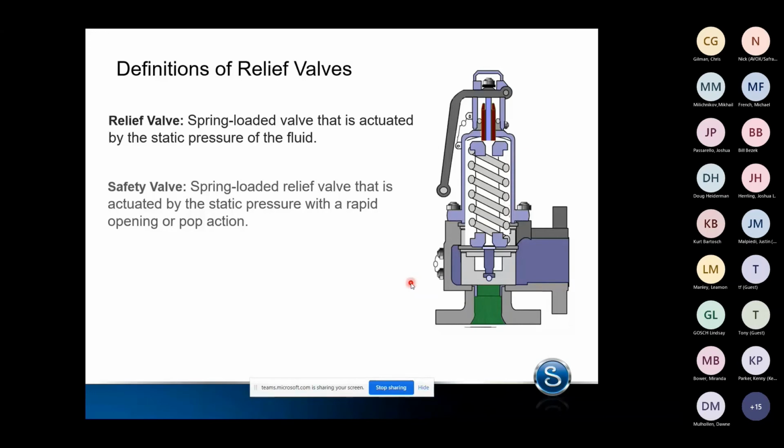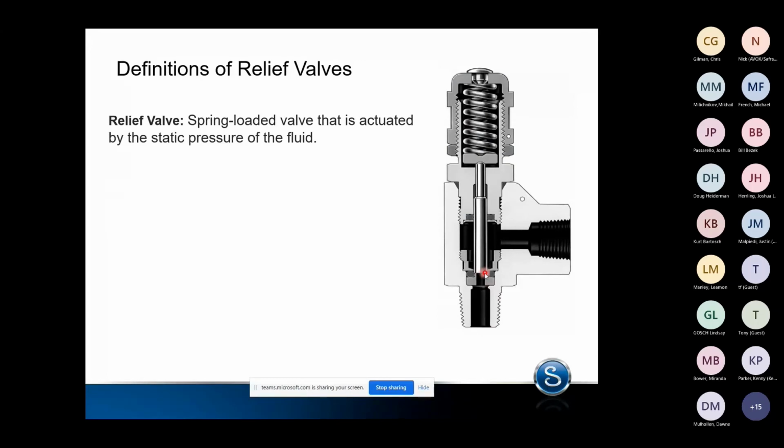With a safety valve, again, this is going to be spring-loaded. It's actuated by the static pressure. Again, this is going to have a rapid opening or a pop action when you see that system pressure open. And really the poppet design, which is this gray box here, is really what's going to accommodate that. And we look at the surface area that's being acted upon here versus this one.